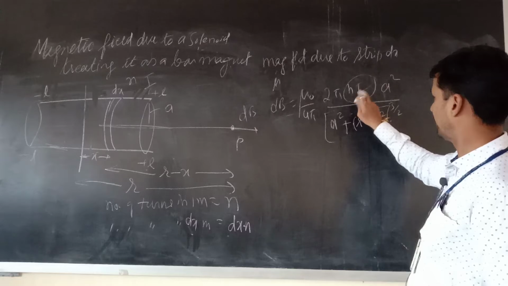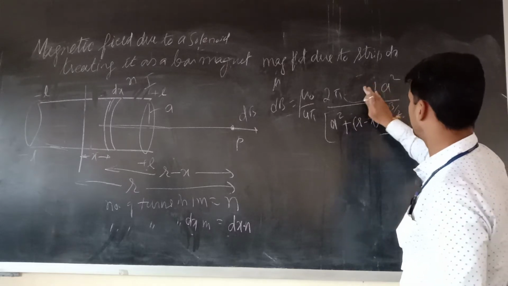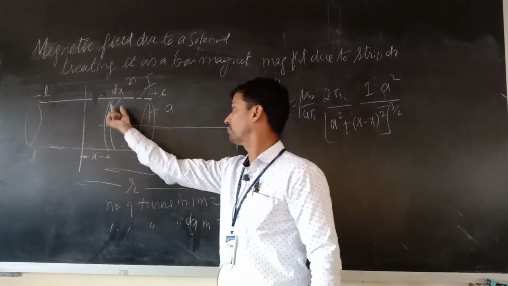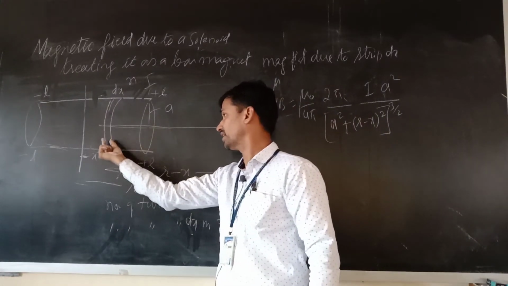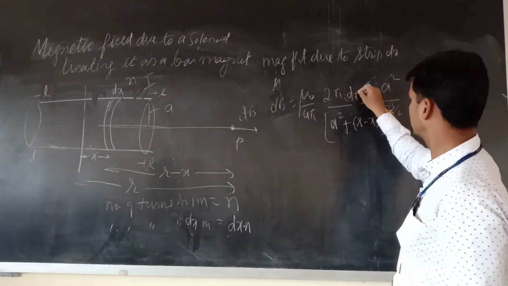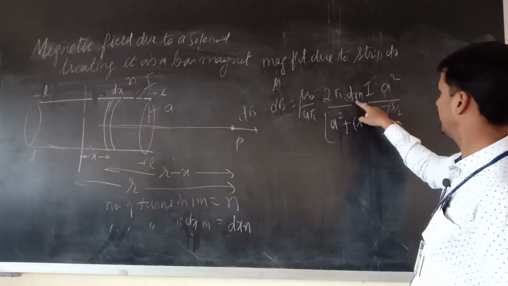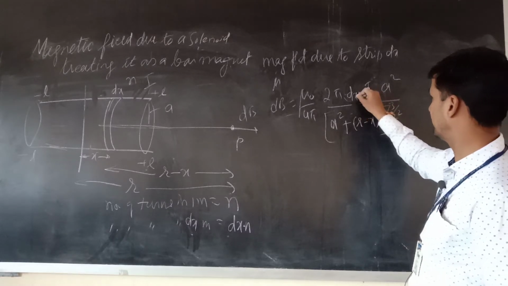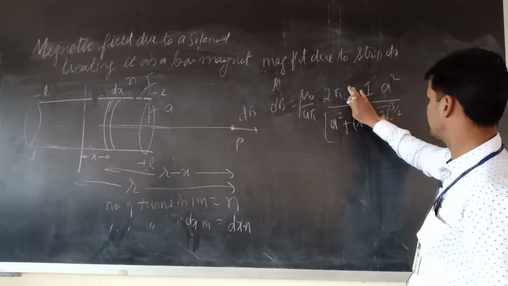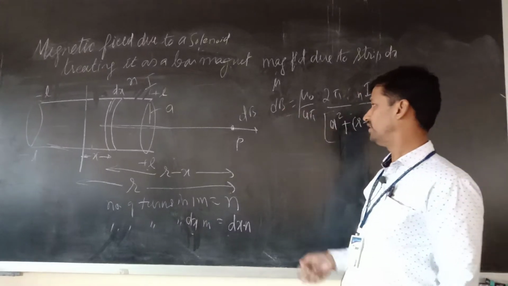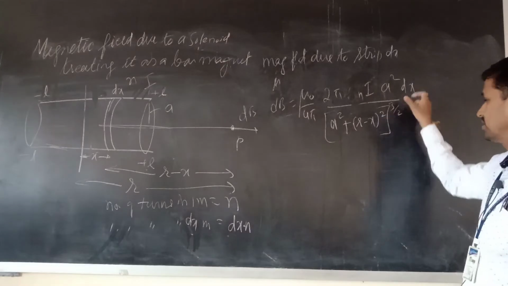Now this question of current: in each wire the current is I, but how many wires are present? How many turns are present in dx? They are dx n wires. In one wire I, two wires 2I, dx n wires dx n I. Instead of writing dx here, I will write it here; this much is the magnetic field dB due to strip dx.